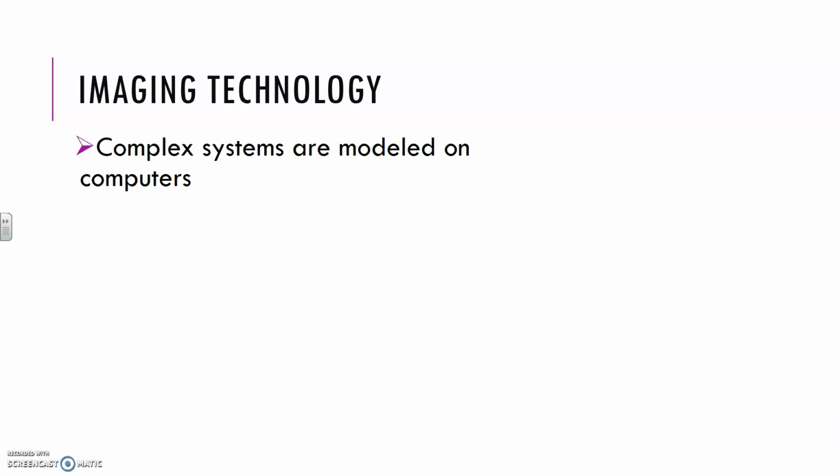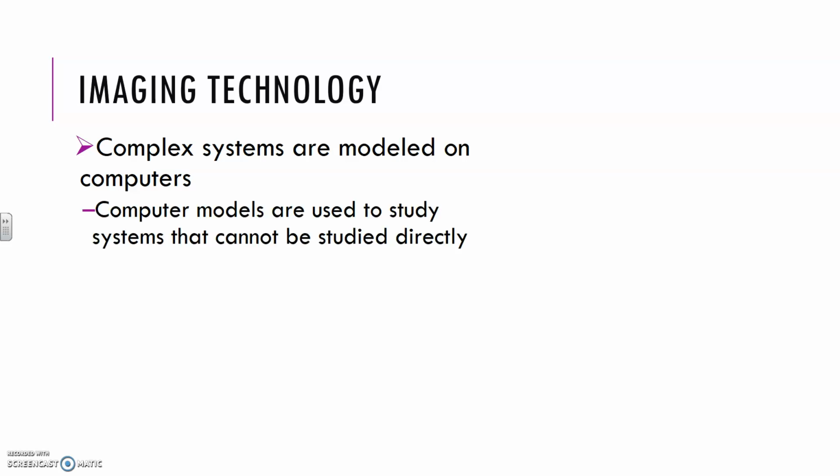So complex systems with all of this and research and everything, complex systems are oftentimes modeled on computers. So computer models can be used to study systems that cannot be studied directly. So you see this oftentimes with proteins. You can't actually look at the protein itself. It's too small for that.